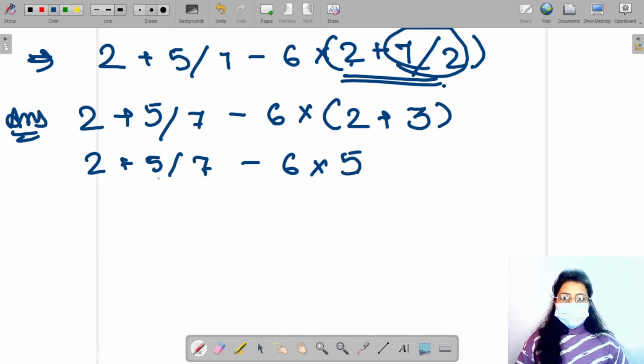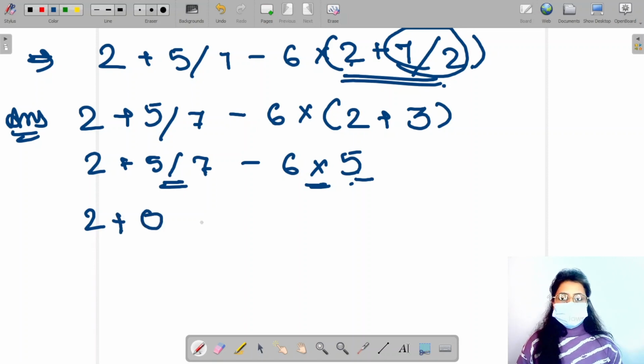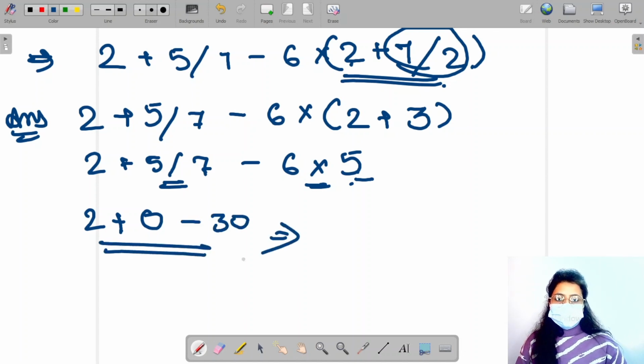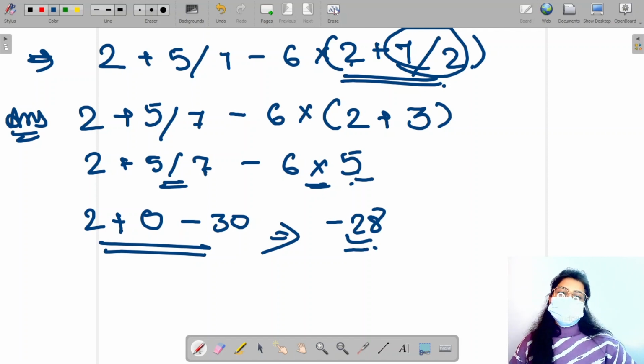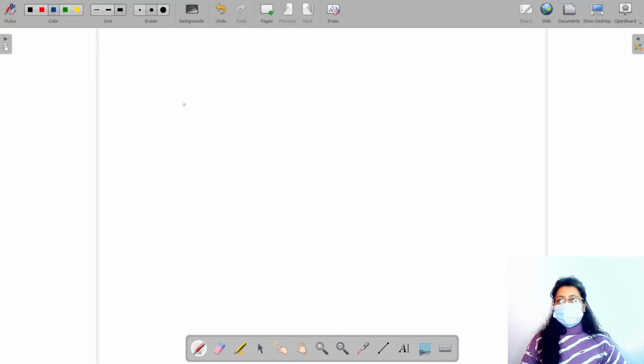This is solved now. Now we have the divide operator and the multiply operator, whichever comes first. Like here, divide came first on the leftmost side. We'll do the divide operator first. So we have 0, it will come 0 point something, so we have to ignore the decimal part. Minus 30. So now do it in any order, it won't make a difference in the answer. What we'll have is minus 28, right? So this was the concept of how we can simplify with all these operators.